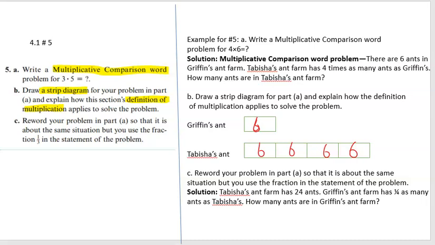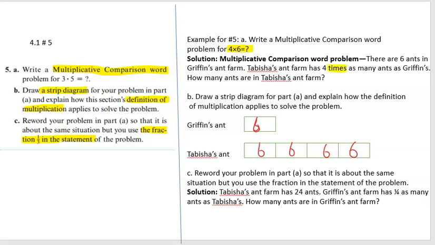So again, we got to use the number of groups and how many in each group to explain why this is a multiplication. Number 3, reword your problem so that it is about the same situation, but you use the fraction in the statement. Okay, so I'm going to do one for 4 times 6. And remember, multiplicative comparison problem also compares two people, two objects, two things. But instead of using more than, like fewer than, for addition and subtraction problems, we got to use times.